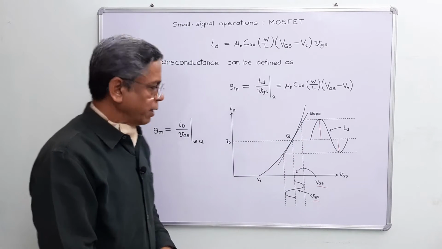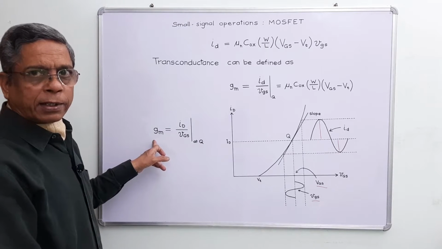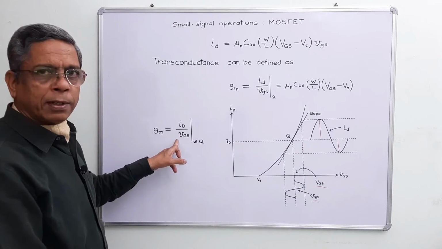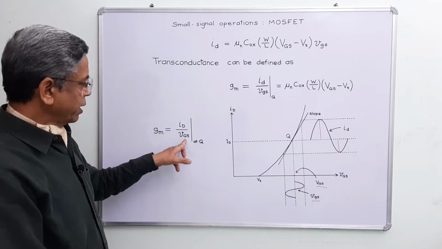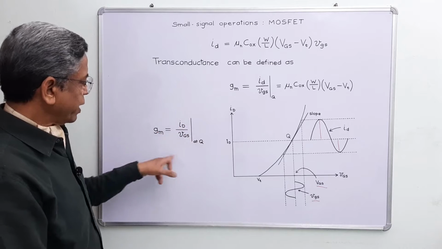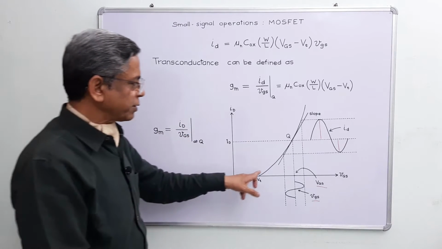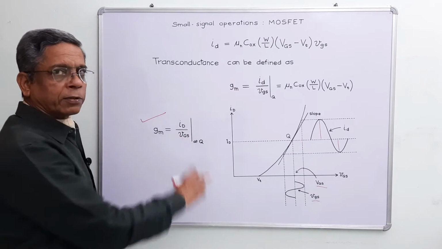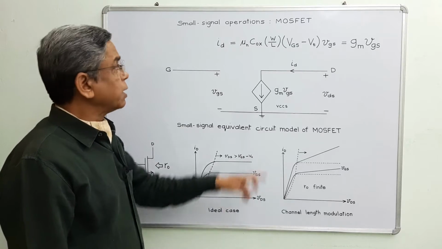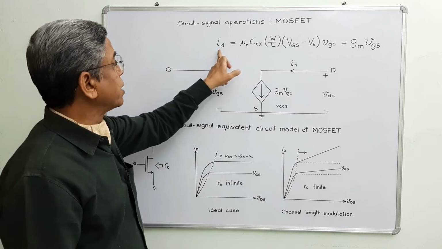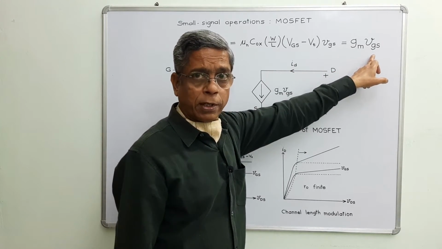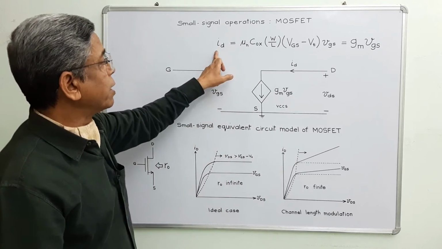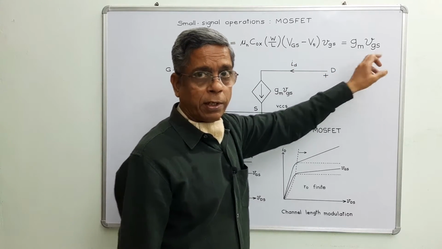By using this slope, we can also define transconductance. Transconductance is the ratio of drain current to the potential difference across gate and source. So this value is the slope of this transfer characteristic. This also gives the value of the transconductance of the MOSFET. This is the expression relating drain current with input gate voltage, and we see there is a linear relationship between drain current and input gate voltage.